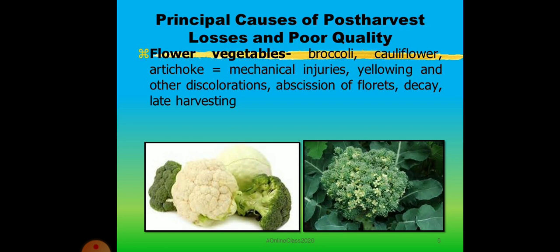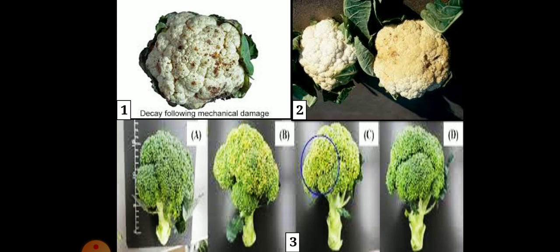Next, we have here the flower vegetables that include the broccoli, cauliflower, artichoke, etc. So we were to observe here mechanical injuries, yellowing, and other discolorations. Abscission of florets, or simply meaning ng abscission, the separation of florets due to over maturity and decay. Ayan. So in the picture below, in the first picture, decay following mechanical damage during transportation.